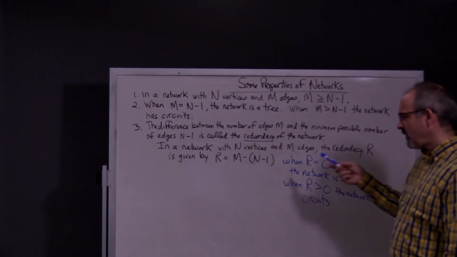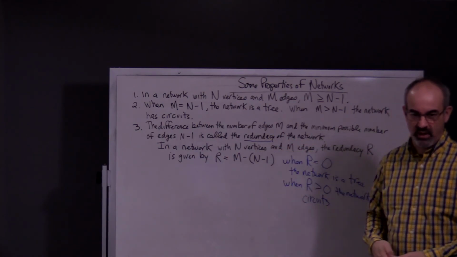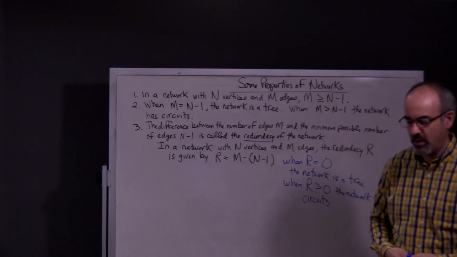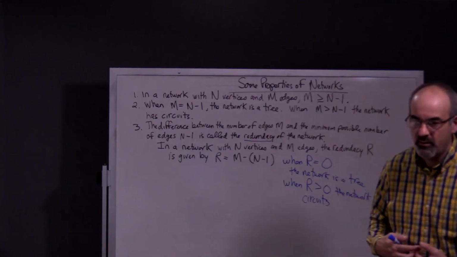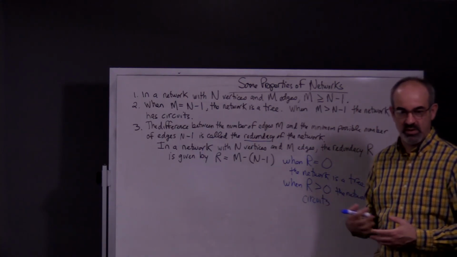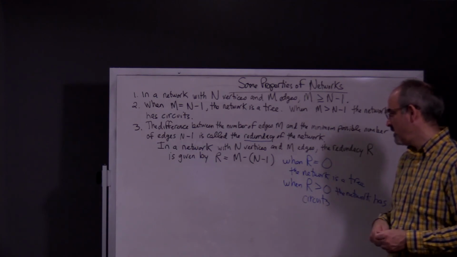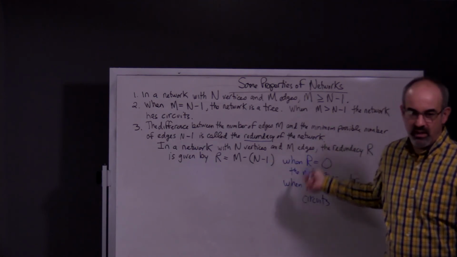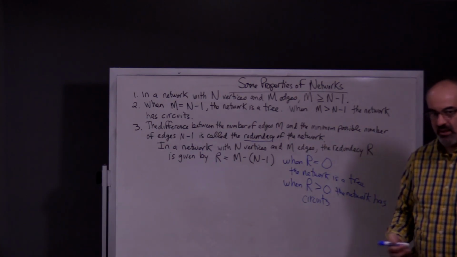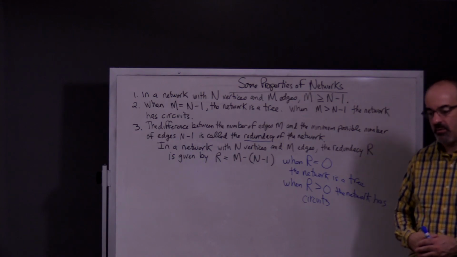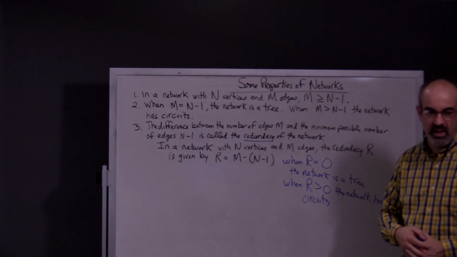So in a network, if you have extra edges that you don't need for it to still be a network, the number of edges that you really could get rid of and the network would still be a network is called the level of redundancy. So in the example I just drew, there were 3 edges that really didn't need to be there for the graph to be a network. So, therefore, the network had a redundancy of 3.